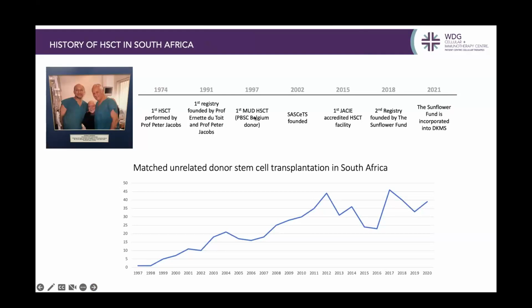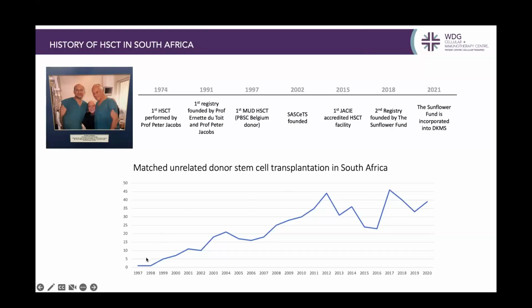And the first matched unrelated donor transplant was performed from a Belgian donor in 1997. In 2002, SACIT was founded, and in 2015, the first JC accredited stem cell transplant facility was created. And then in 2018, the second registry, founded by the Sunflower Fund, was found. And then in 2021, the Sunflower Fund was incorporated into DKMS Africa.